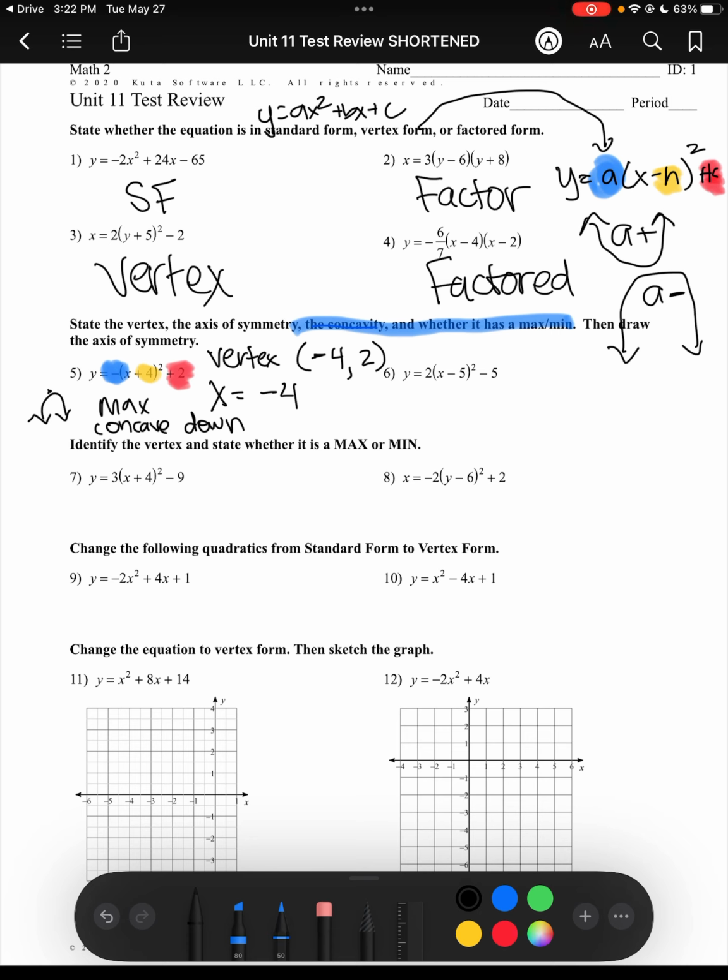All right, our next question is asking us to identify the vertex and state whether it's a maximum or a minimum, and these are also in vertex form. So finding the vertex is the same as before. We're going to look at this 3 for our maximum or minimum, and then the 4 and the 9 are going to make our vertex. So I would say our vertex is at -4, -9. And because 3 is positive, that's going to be a graph that looks like this, which has a minimum, concave up.